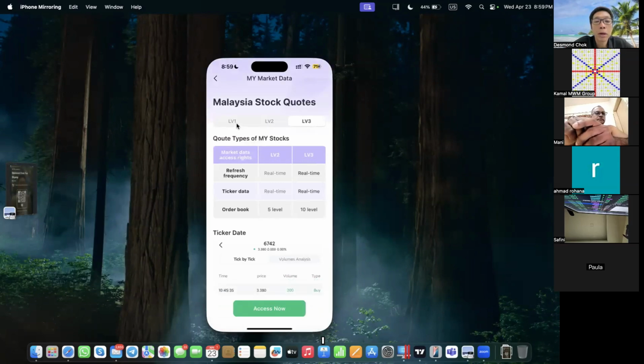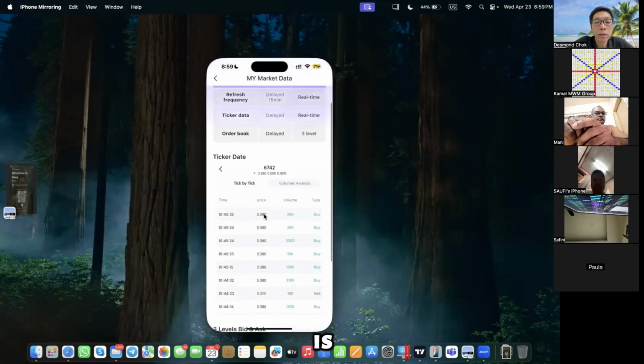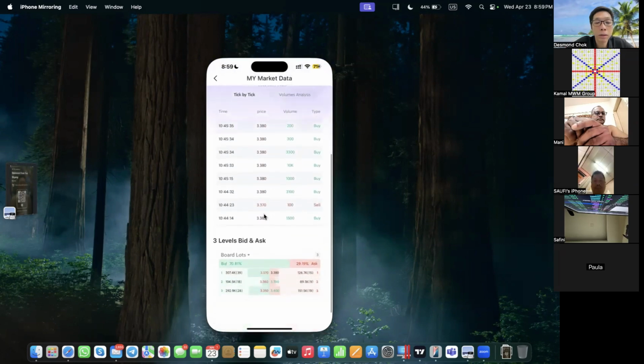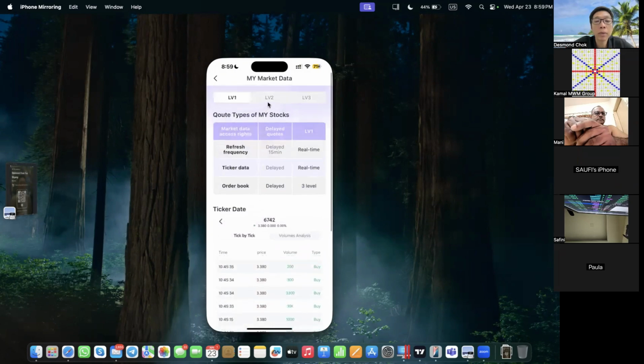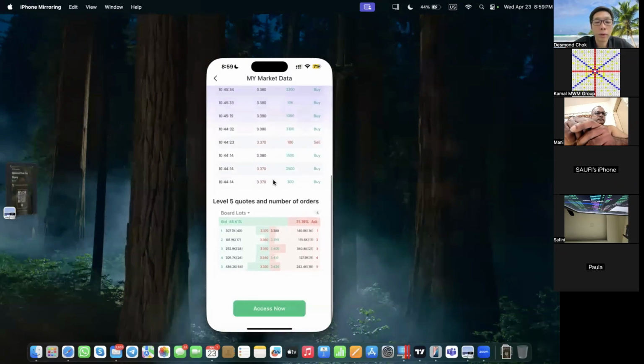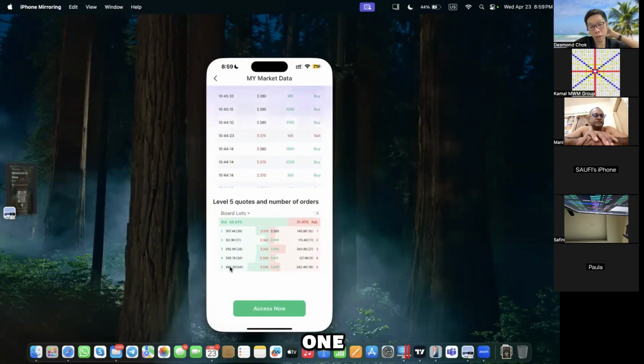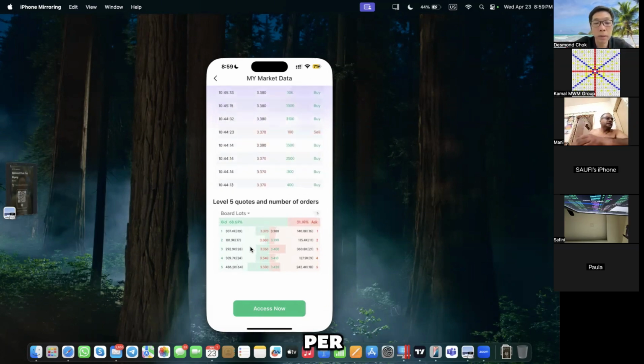Okay, so just now I said 3 layers is like this. 3 layers. Then you can see all this tick. This one is 2 layers. So you can see 5. So this one is free for you, but provided you need to perform at least one transaction per month. Every 30 days, not per month, every 30 days. Okay. So you can have all the 5 layers here.